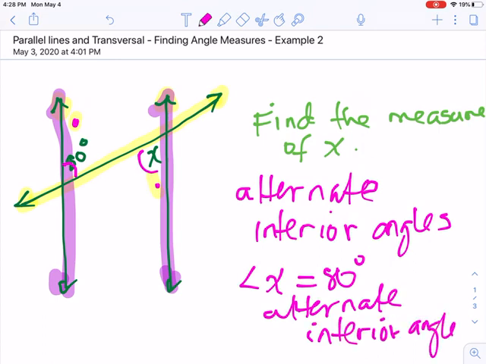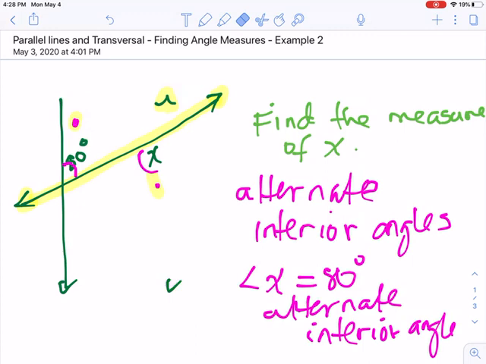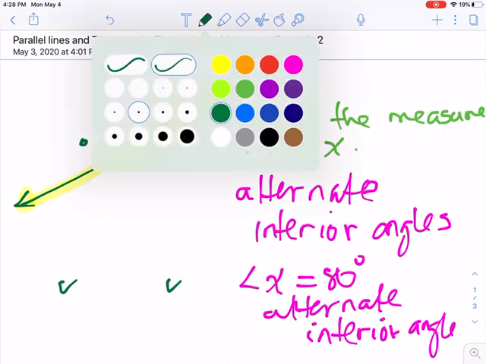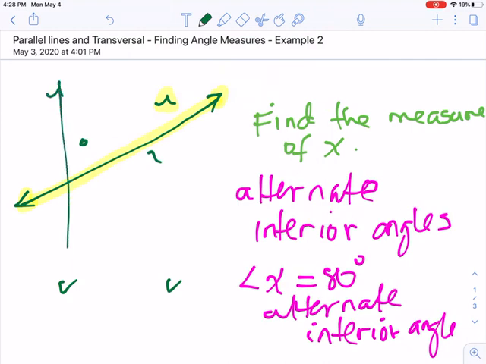Now, what if I did not recognize that there are alternate interior angles? What if I know other angle relationships? The good news is, just like we knew before, that any time I have parallel lines cut by a transversal, special angles are going to be formed that are either congruent or supplementary. I'm going to redraw my lines, and I had my 80 here, and I had my x here. So let's say I didn't notice that they were alternate interior.